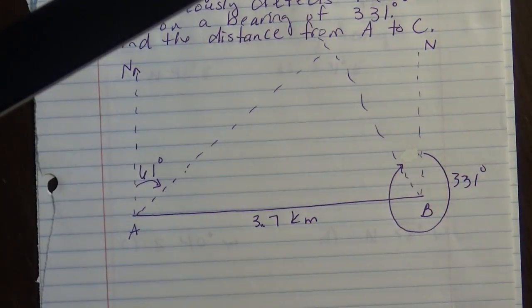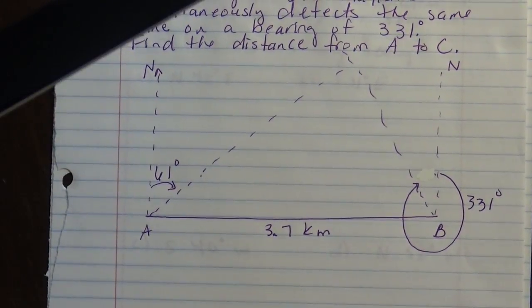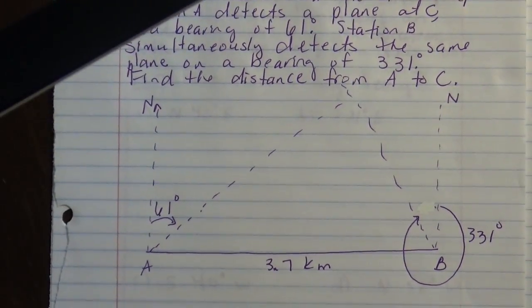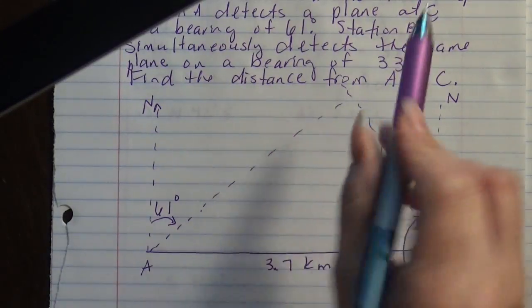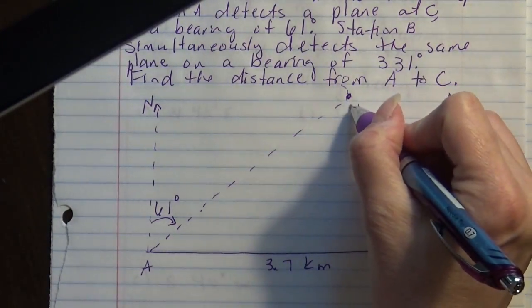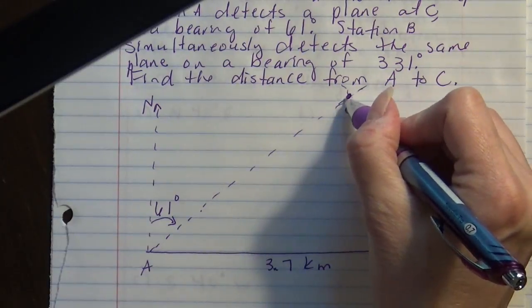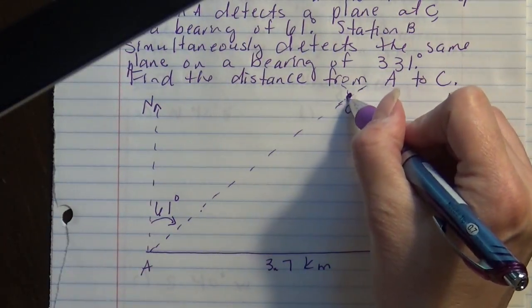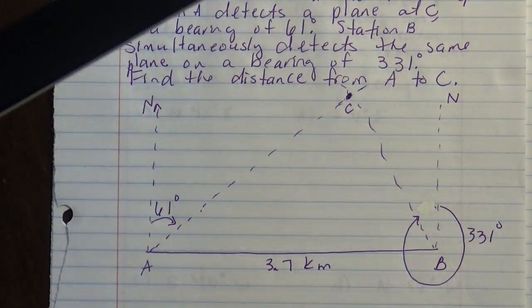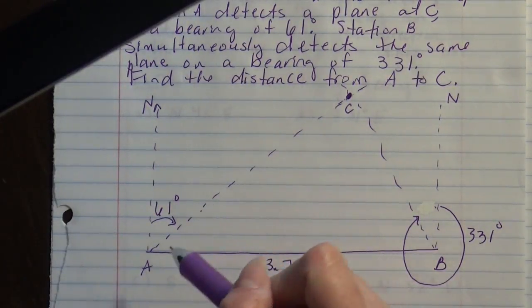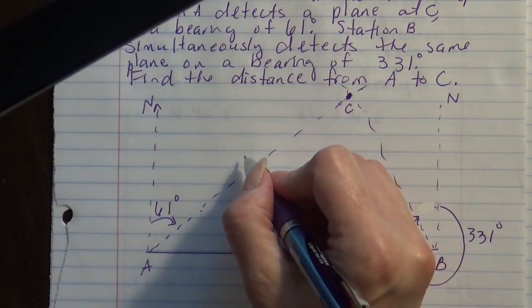Okay, so it's super, super important to get your illustrations drawn correctly in these problems. Now the plane, remember the plane was on a bearing of 61 degrees from station A and 331 degrees from station B. So the plane, point C, is where those two angles are intersecting here. So there's point C. We're asked to find the distance from A to C. So we have to find the distance from here to here. So we can call it X.